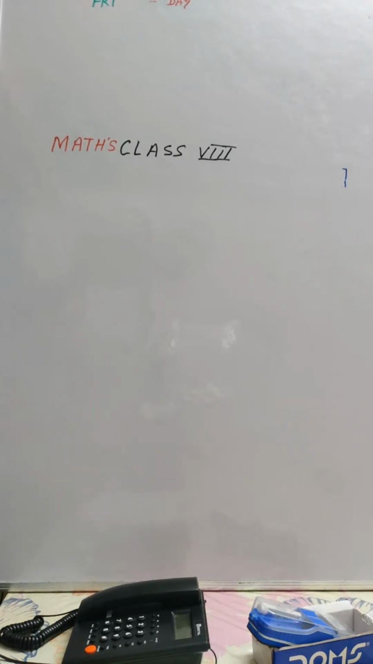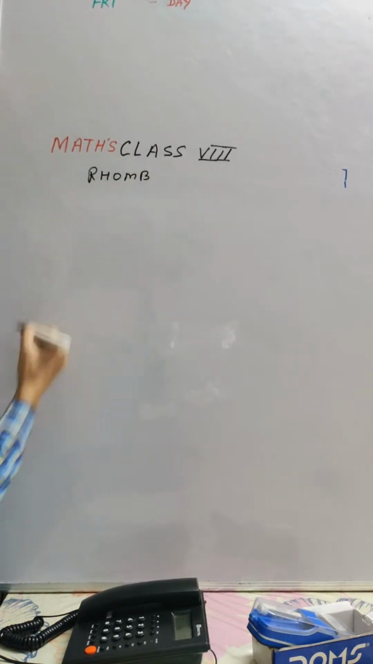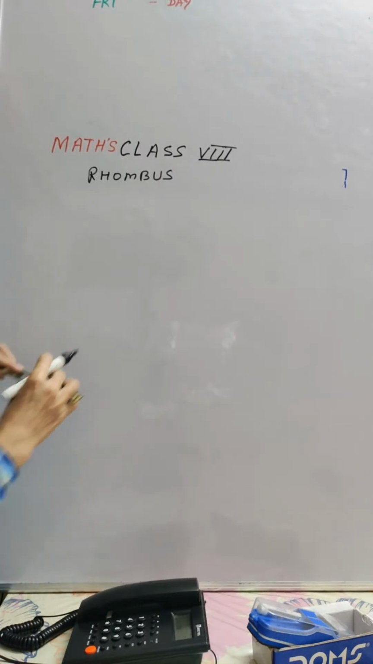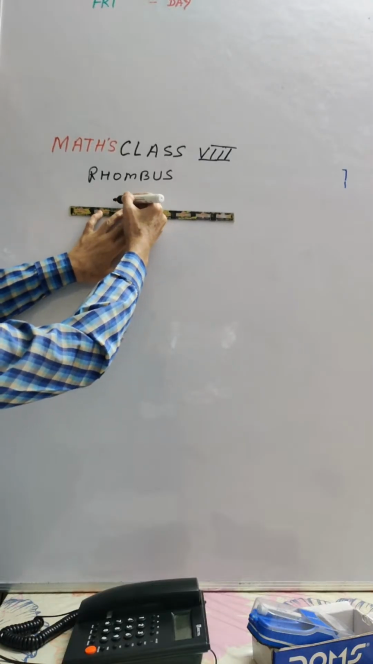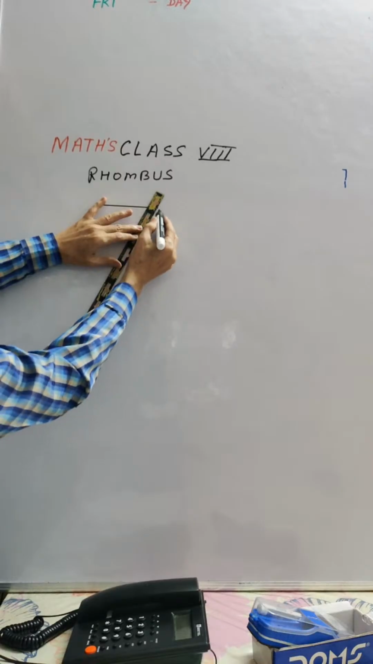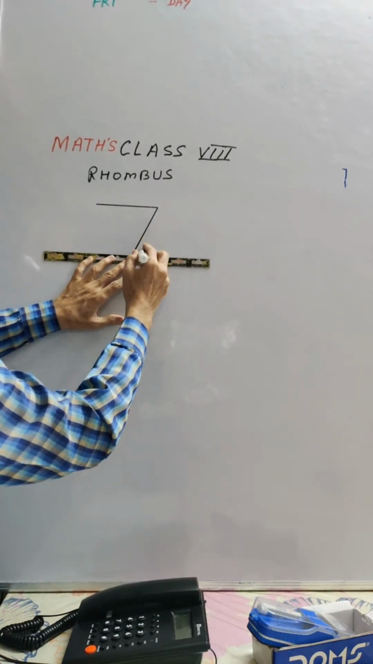Rhombus is a parallelogram in which opposite sides are parallel and all the sides are equal. A special case of parallelogram. So drawing a rhombus. Rhombus means a special quadrilateral which has all the sides equal, or a special rectangle which has all the sides equal.